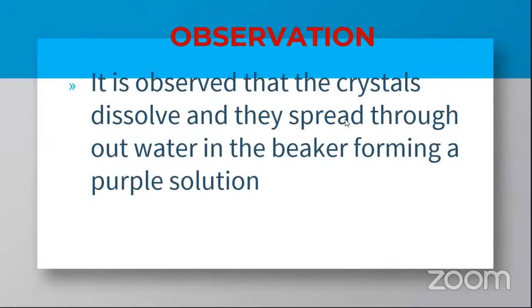Jacqueline is saying, I think osmosis is across a semipermeable membrane. Yes, osmosis is across a semipermeable membrane. Diffusion is across a concentration gradient, the difference in concentration. That's why we say from higher concentration to lower concentration. Good, good, good. So what we observe is that the crystals dissolve and they spread throughout the water in the beaker, forming a purple solution. So that confirms diffusion.